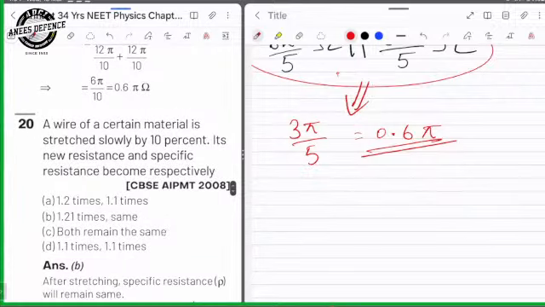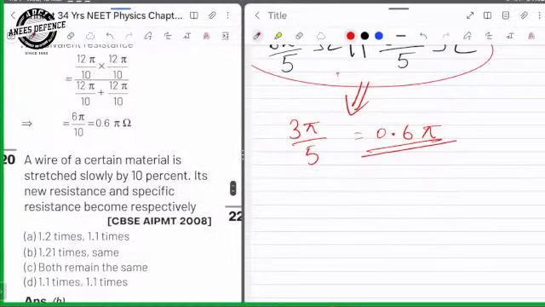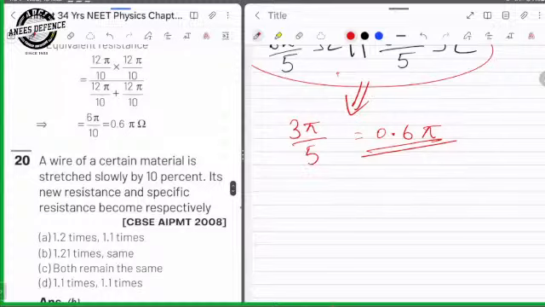Next question. 20. Question number 20. Completed. And then 5 minutes. Listen.